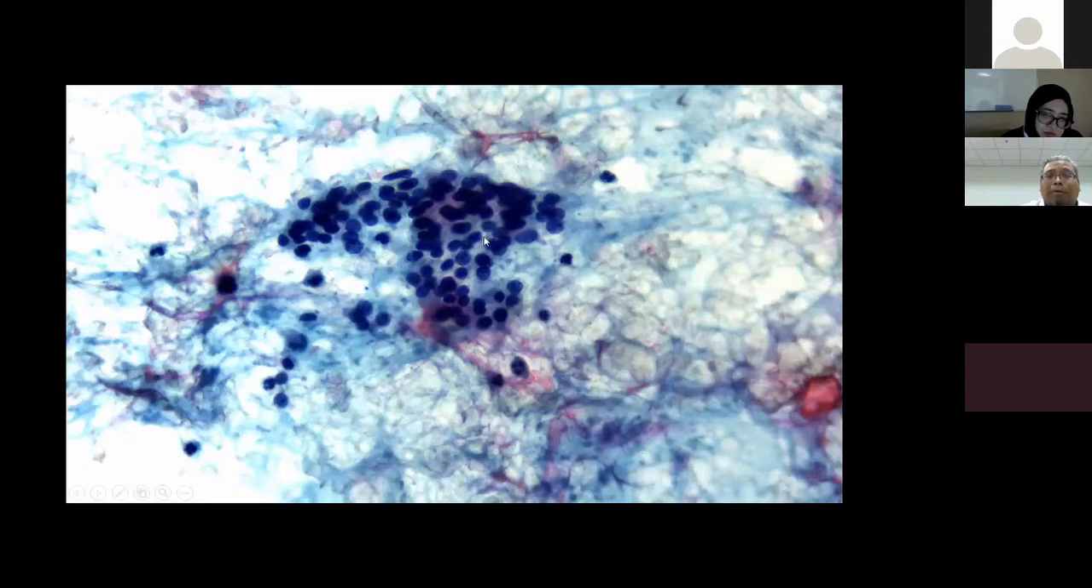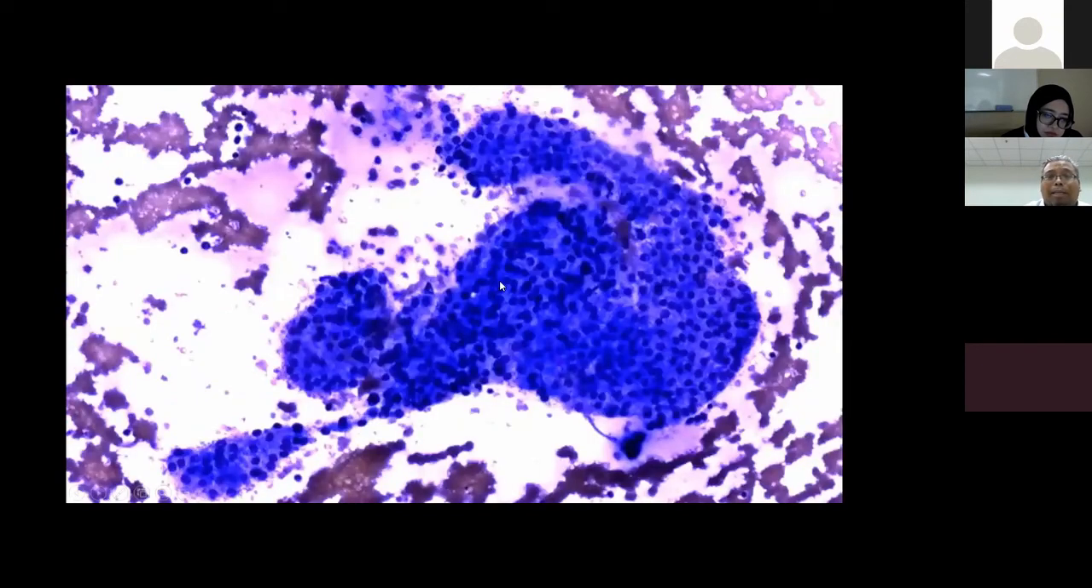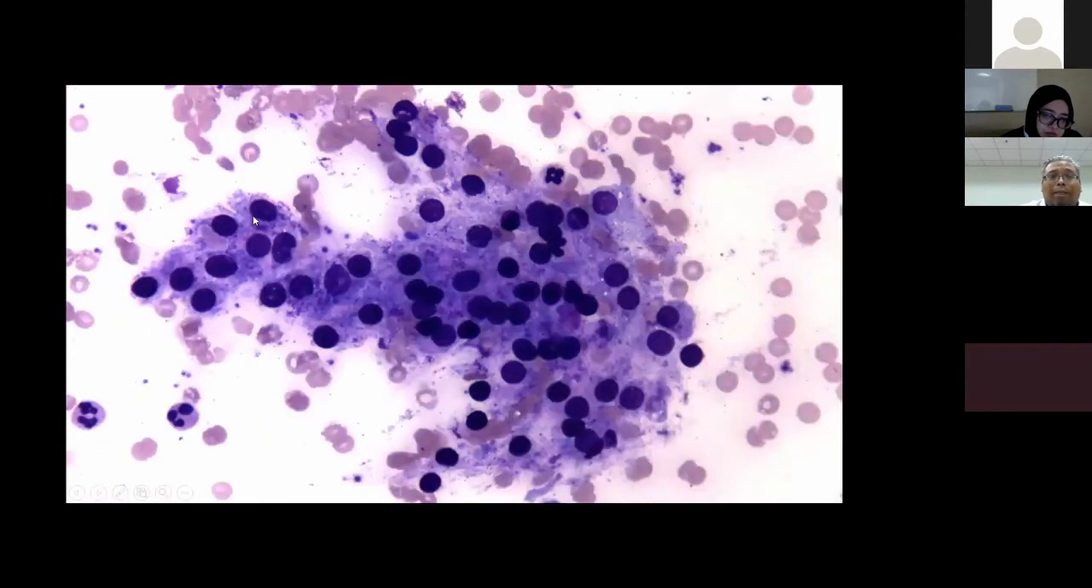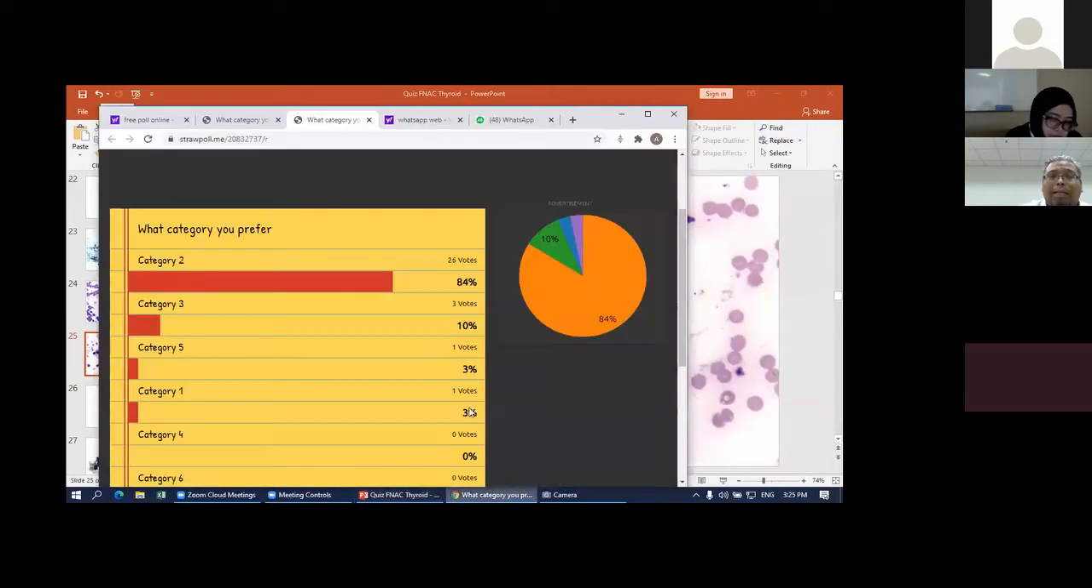This is rather macro follicles. The cells are not that bad looking. And you can actually see the big cluster has a lot of cytoplasm there. Can you see that? The nucleus is actually very benign looking. So basically majority of you did say it is category 2. I agree it is category 2.